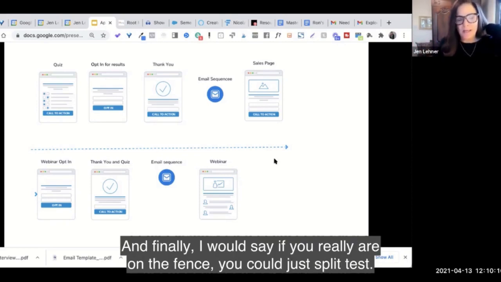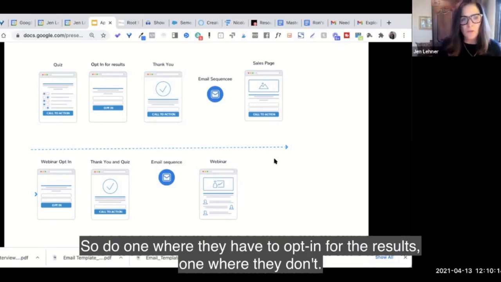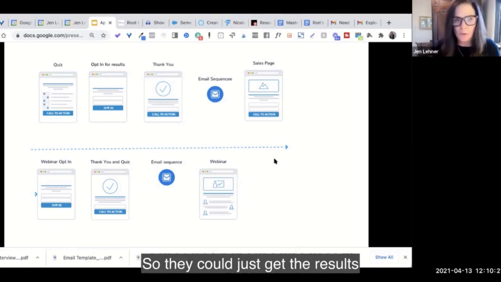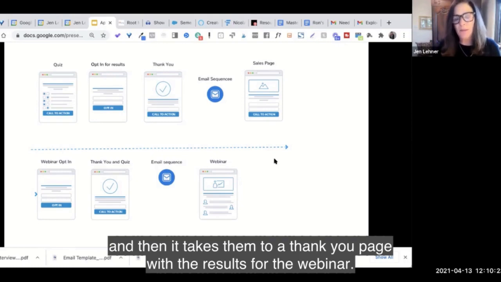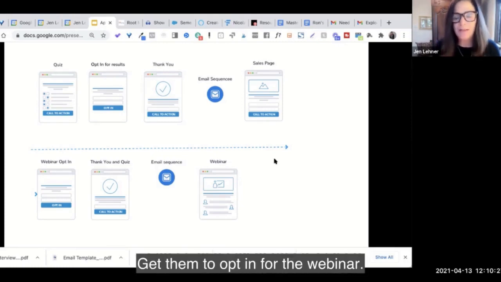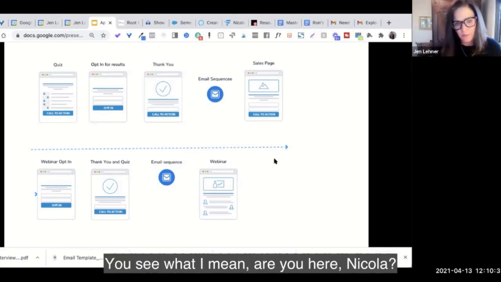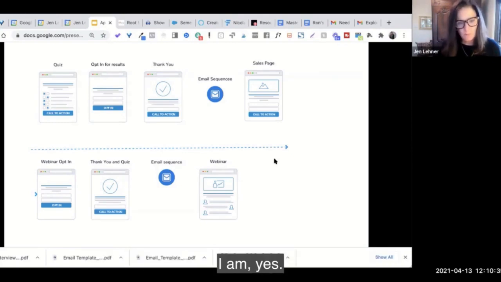And finally, I would say if you really are on the fence, you could just split test. So do one where they have to opt in for the results, one where they don't. So they could just get the results, and then it takes them to a thank you page with the results and gets them to opt in for the webinar. Do you see what I mean? Are you here, Nicola? I am, yes. I do see what you mean.